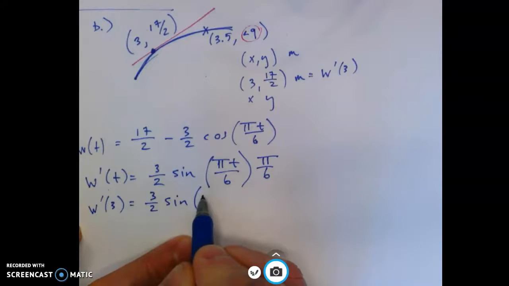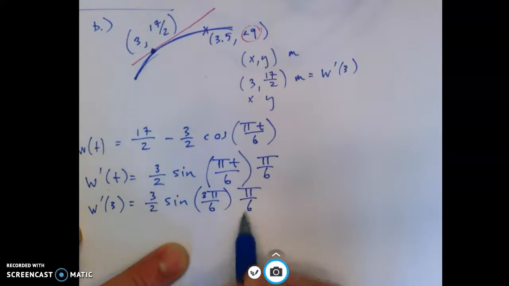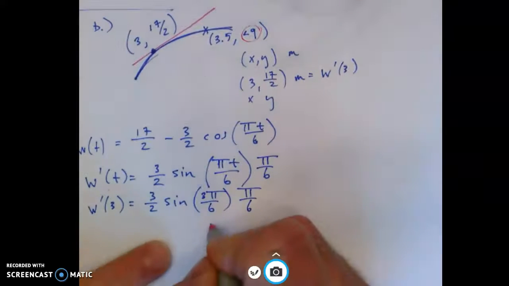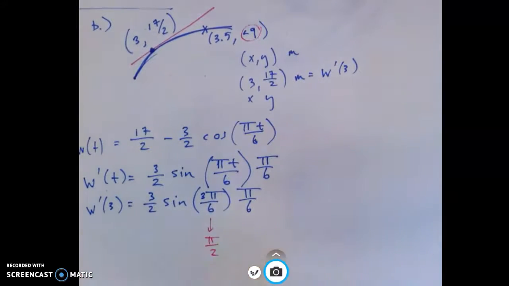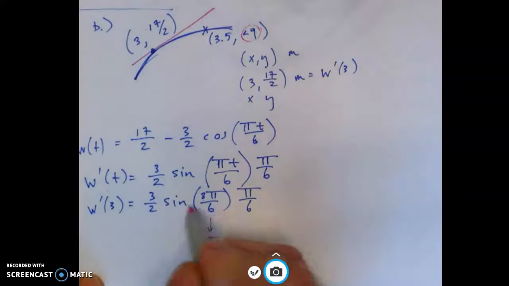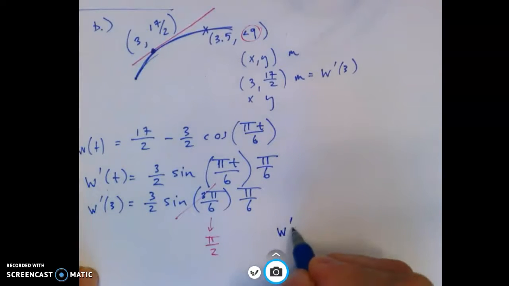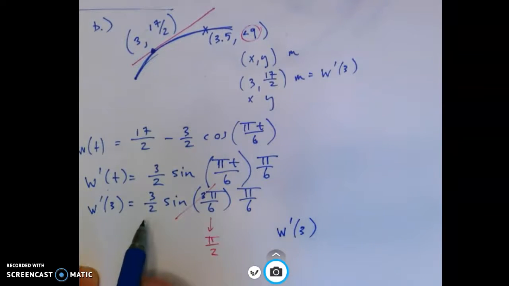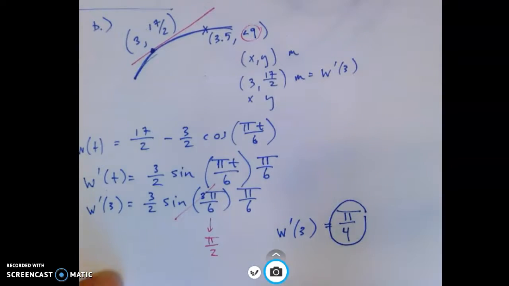3 pi over 6 times pi 6. 3 pi over 6 equals pi halves. And sine of pi halves is equal to 1. So this whole thing is equal to 1. Therefore, our W prime of 3, I'll write it right here, is equal to 3 halves times 1 times pi 6, which equals pi fourths. So that's our slope of the function at that point.